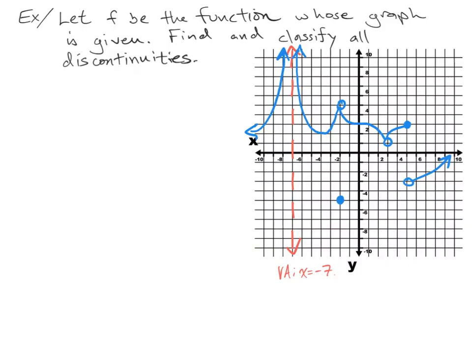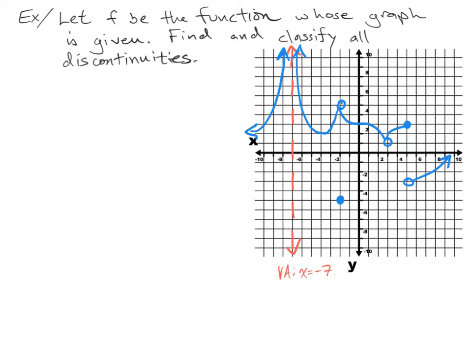On this slide, we have an example. Let f be the function whose graph is given, and that's the blue graph over here. Find and classify all discontinuities. Now you might be familiar with where the discontinuities are already located. You can see that there is a vertical asymptote at x equals -7. There's a hole in the graph here at x equals 2. There's another hole in the graph here at x equals 3. And there's a vertical gap here at x equals 5. So you know there are 4 different discontinuities here.